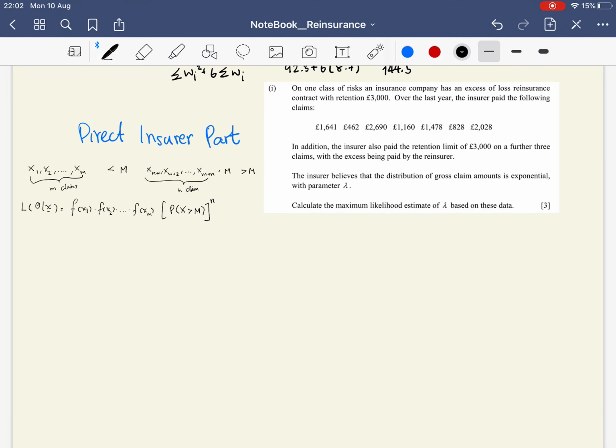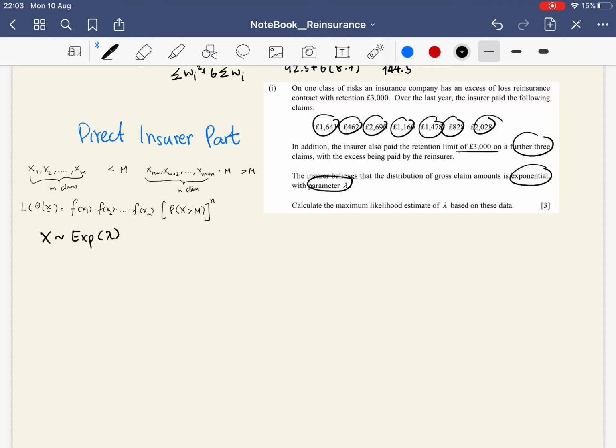In this one, we are given 1, 2, 3, 4, 5, 6, 7 claims that were paid by the direct insurer, and there are also 40 claims that exceed the retention limit of 3,000. We believe the distribution is exponential with parameter lambda, so we want to estimate the MLE for lambda. So we say x follows the exponential distribution with parameter lambda.